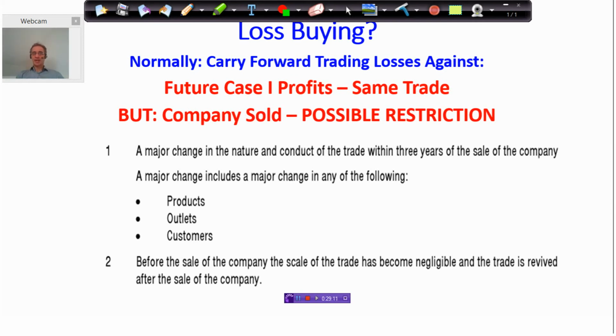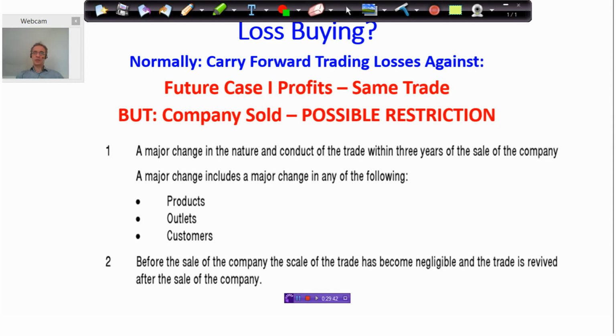Okay. Second option here is just really a situation where the trade has become negligible before the sale, and then for some reason or other it's revived after the sale. So in that case, the revenue will look at that situation and say, well, it's slightly unusual for that to happen, and as far as we're concerned, we're going to restrict or not allow really the use of those losses that were in place prior to the purchase against trading income in the future.